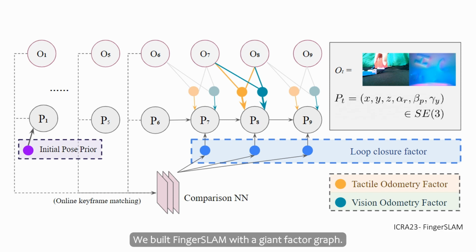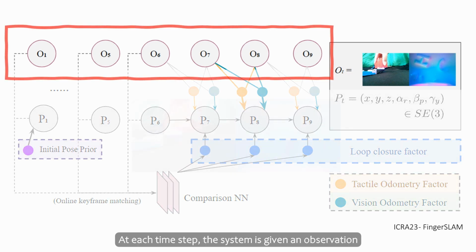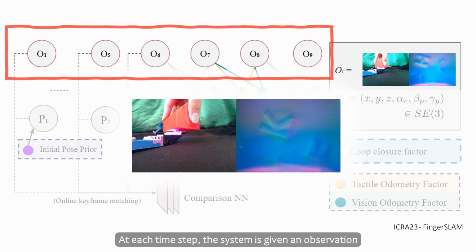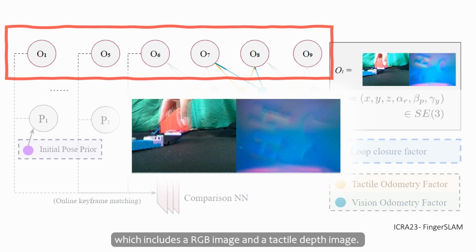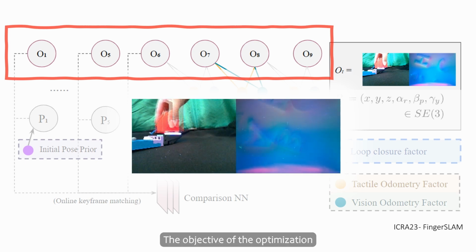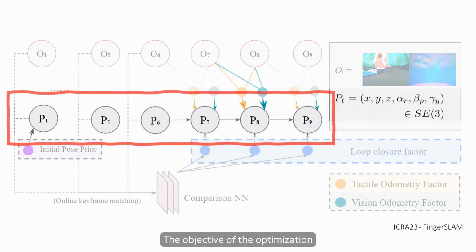We built FingerSLAM with a giant factor graph, which combines the outputs from multiple pose estimators. It takes all the noisy inputs, analyzes the credibility of each of those based on a Gaussian error model, and produces a final optimized best estimate. At each time step, the system is given an observation which includes the RGB image and the tactile depth image. The objective of the optimization is the 6 degrees of freedom pose of the object at all time steps.